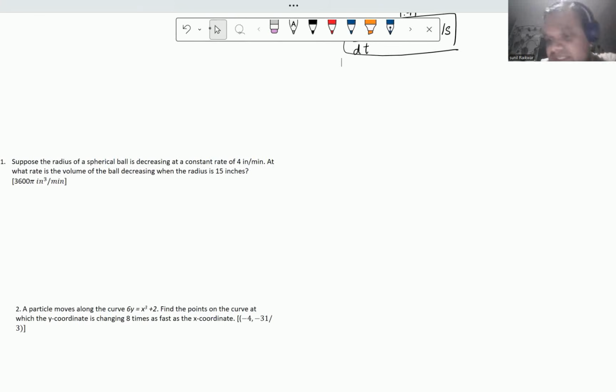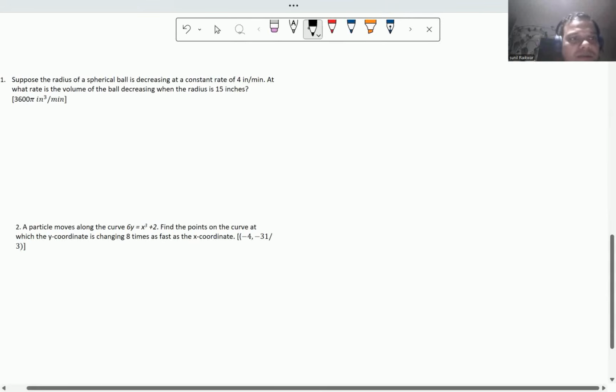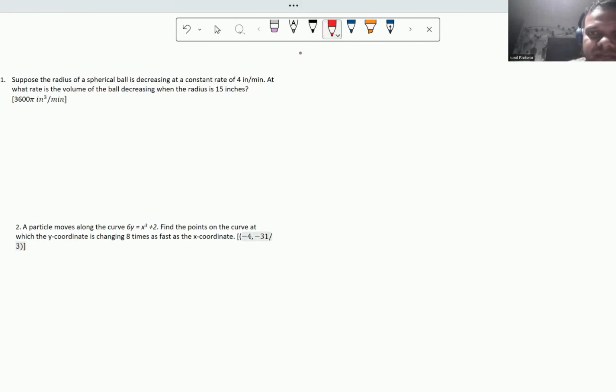So what is your first step? First, we have to write the relation between volume and radius, the relation between the variables. Here I'm just going to write the relation. The volume of a sphere is equal to 4 over 3 pi r cubed. This is the relation. Now, what do we want to find? We want to find dv over dt, the rate at which the volume of the ball is decreasing.